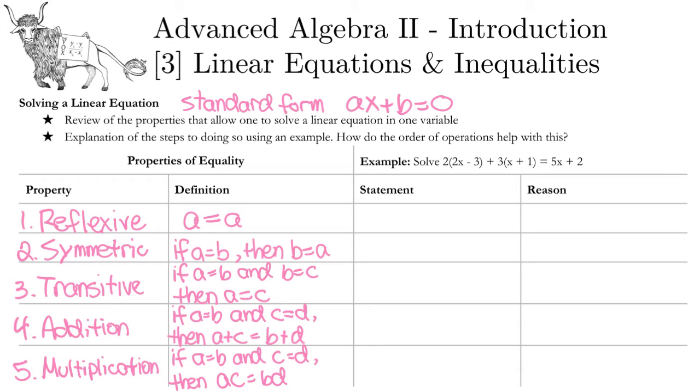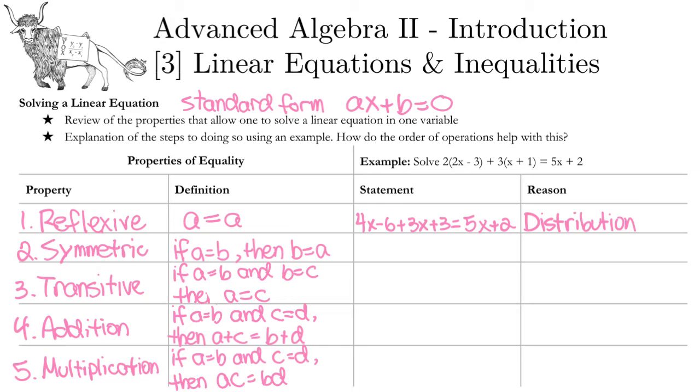Now let's do the example on the right, which says solve 2 times 2x minus 3 plus 3 times x plus 1 equals 5x plus 2. So we're solving for x. I just want to point out right now that the first two reasons that we provide are actually not part of the properties. They're part of some properties that we already knew about real numbers. So the first step that we're going to take is distribute the 2 and distribute the 3. So the reason is distribution. And the statement is 4x minus 6 plus 3x plus 3 is equal to 5x plus 2.